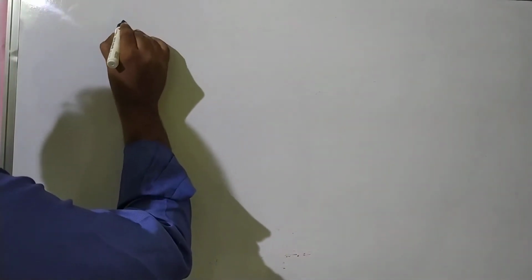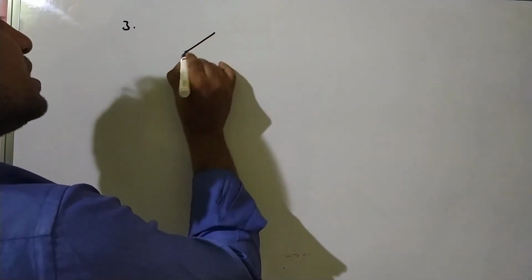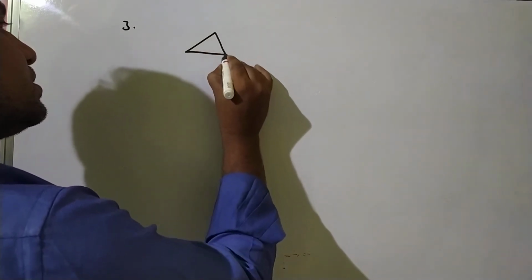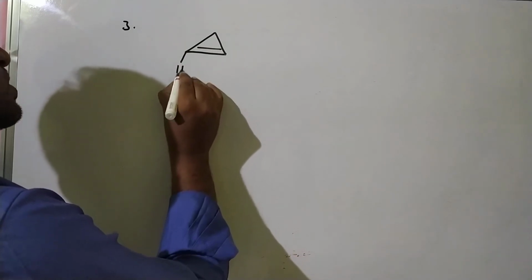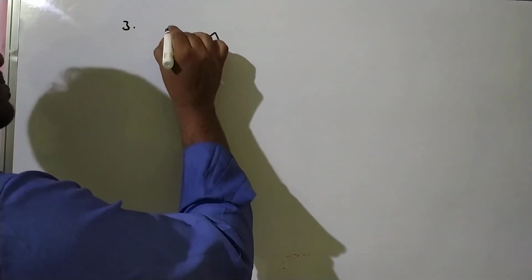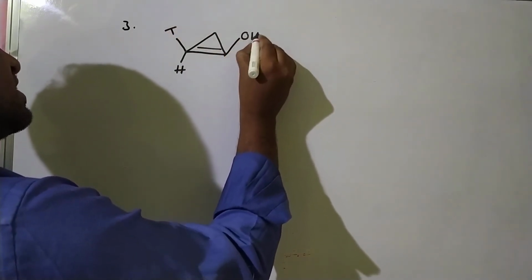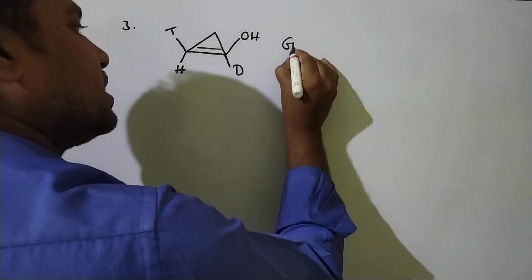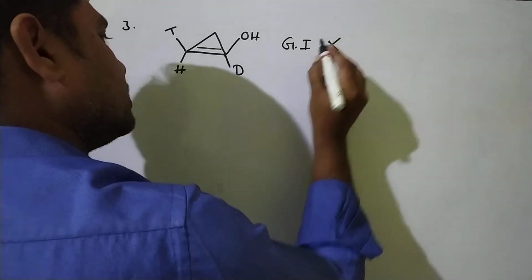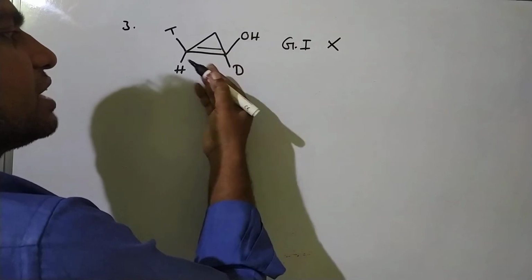Okay, some more examples. Please note, students. Example 3. Here once again, this is cyclopropene. Here some hydrogen is there, here some tritium, here some OH, here some deuterium. So this also doesn't give geometrical isomerism. The same reason, because the reason is strain.